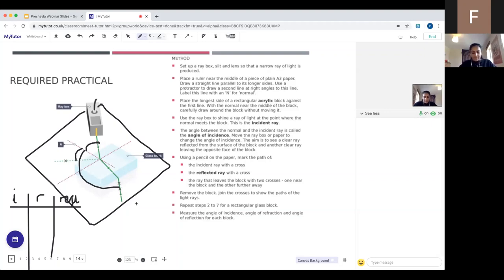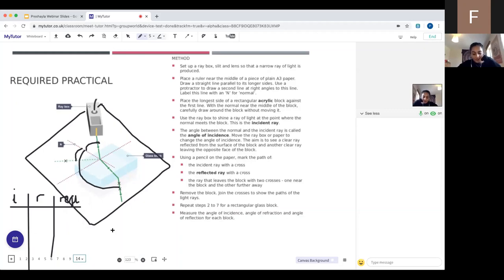Cool. A couple of questions just to wrap up. So can sound refract? Yeah, all types of waves can be refracted. So yeah, sound waves, light waves, anything.